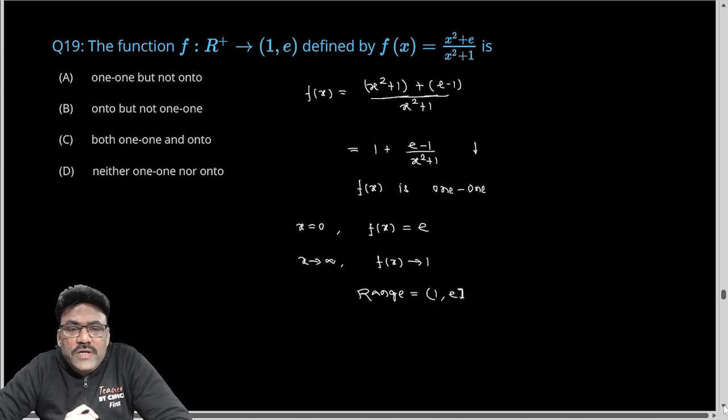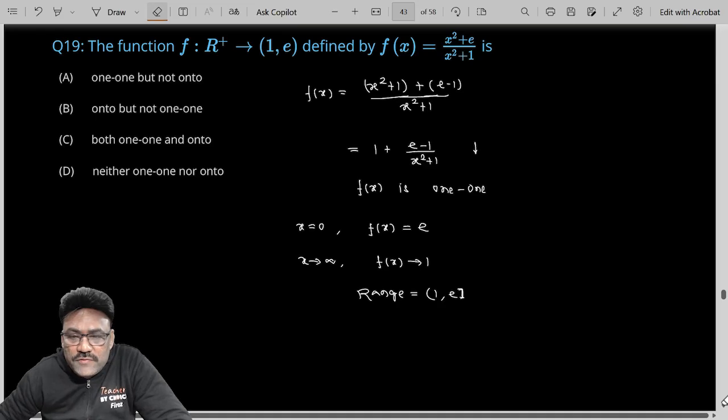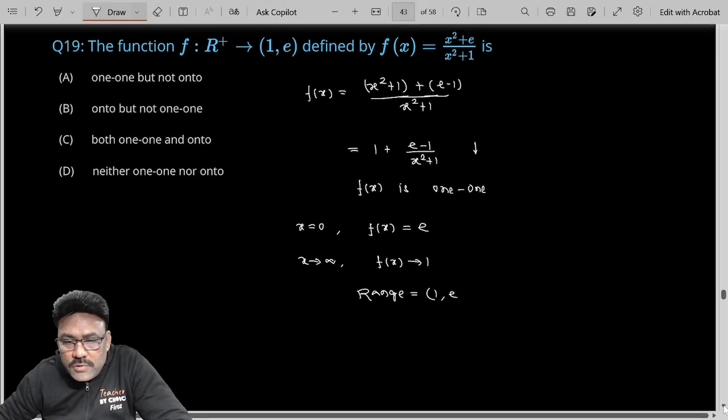Actually, the domain is all positive real numbers. So x equal to 0 is not in the domain. Hence e will not be in the range. The function will be approaching e. So the range is 1 to e.